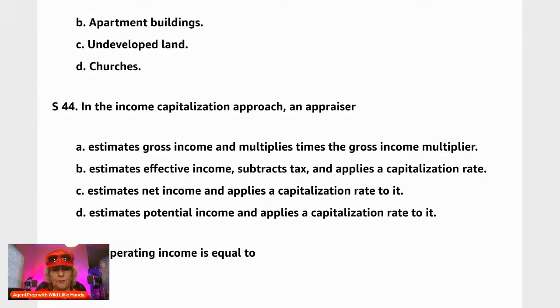All right, 44. In the income capitalization approach, an appraiser does what? Okay, not a realtor, not an agent, but an appraiser. A, estimates gross income and multiplies times the gross income multiplier. B, estimates effective income, subtracts tax, and applies a capitalization rate. C, estimates net income after expenses and applies a capitalization rate to it. D, estimates potential income and applies a capitalization rate.